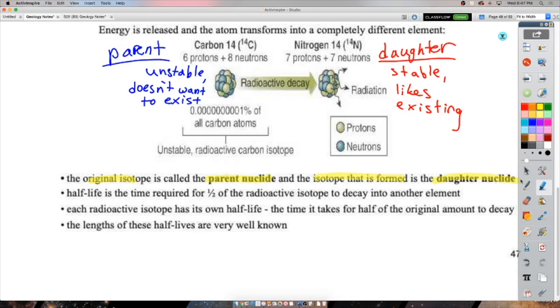Now, what becomes important here is something called the half-life, okay? What is the half-life? Well, this is going to keep happening, right? There's billions of carbon 14s. They all are unstable. They all don't really want to exist. So over time, they are going to start to decay. Now, they don't all just do it right away, okay?